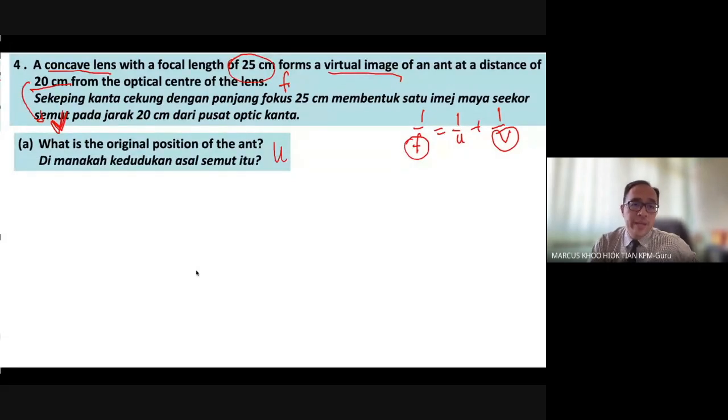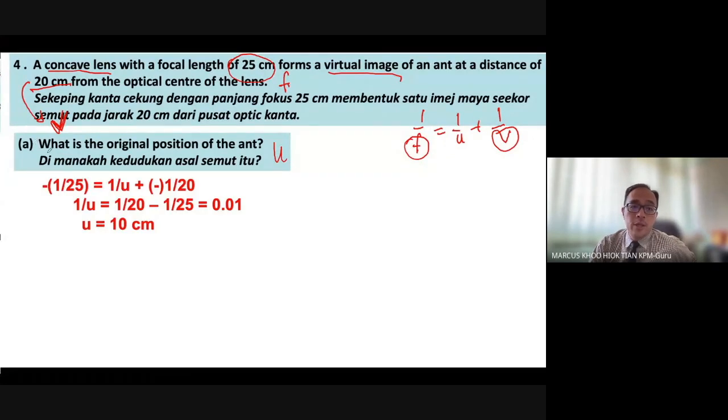You're having a real object, not a virtual object. So where is the original position? If you substituted everything correctly, 25 is negative, 20 also negative, you get 1 over U equals negative 1 over 25 plus 1 over 20, which gives 0.01. Flip over the 0.01, you will get U equals 10 cm. Okay, you should get this answer.